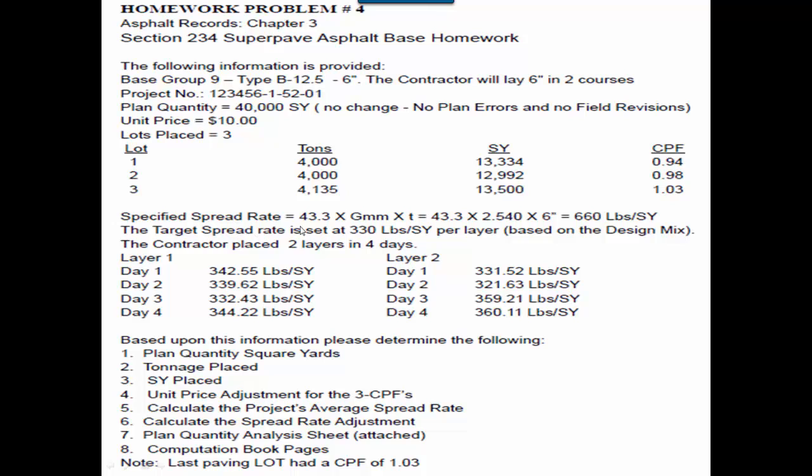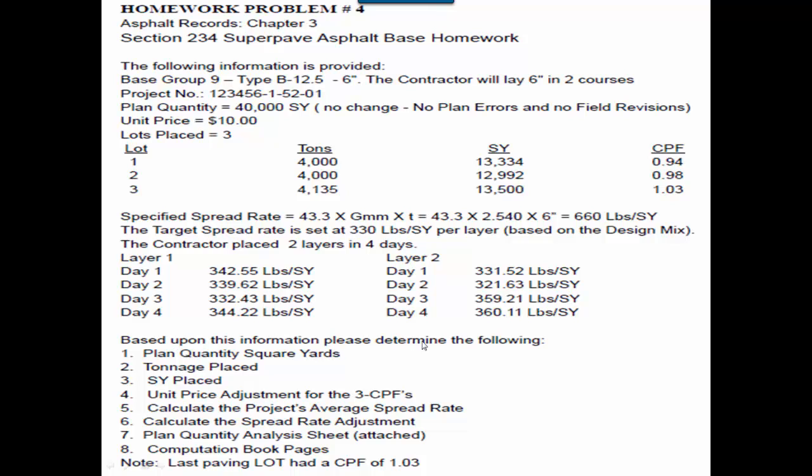So the target spread rate is set to 330, which would be half of that for each layer based on the design mix. So the contractor placed 2 layers in 4 days. So here are the daily average spread rates for each day, and the second layer for each day of the 4 days. Here are the daily average spread rates, which is going to be much simpler than it would look based on the information, but we'll go through it.